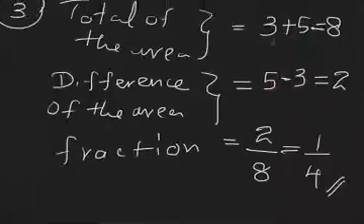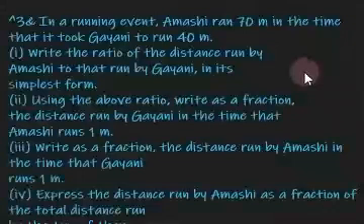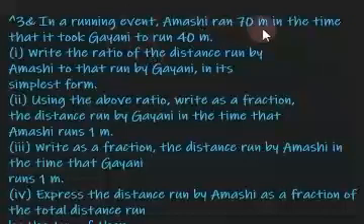Okay, we will solve another problem related to this part. This is a problem of your textbook, Exercise 16.1, question number 3. Okay, we'll go through the question. In a running event, Amashi ran 70 meters in the time that it took Gayani to run 40 meters. Write the ratio of the distance run by Amashi to that run by Gayani in its simplest form. Okay, we'll do that. That is easy, right?